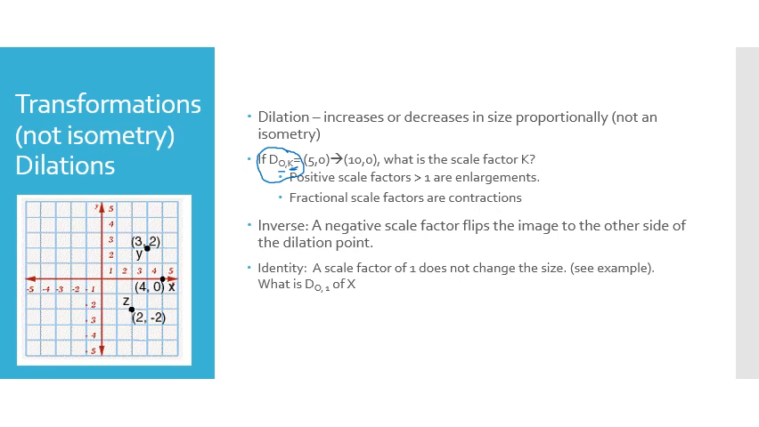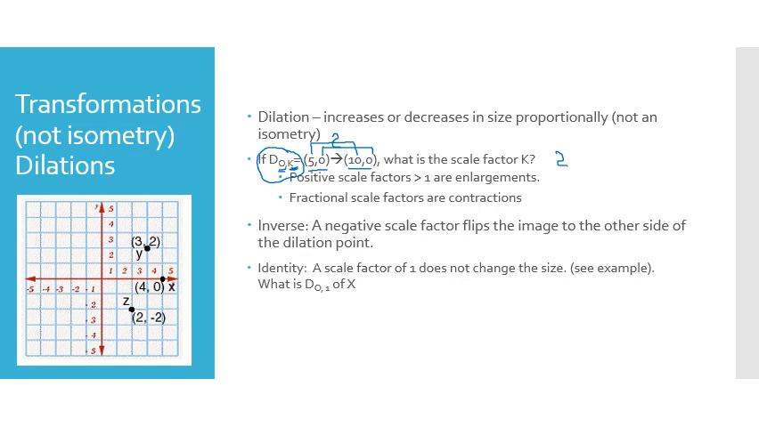So if you had a dilation that went from (5,0) and it got all the way to (10,0), what was the scale factor? Well, assuming that it started at the origin, all you have to do is multiply both your x and y by the scale factor, and you'll get to your image. Well, what did we multiply 5 by to get to 10? We multiplied by 2. And we would have to do, of course, the same to the y, but 0 times 2 remains 0. So the scale factor, or k in this case, was 2.